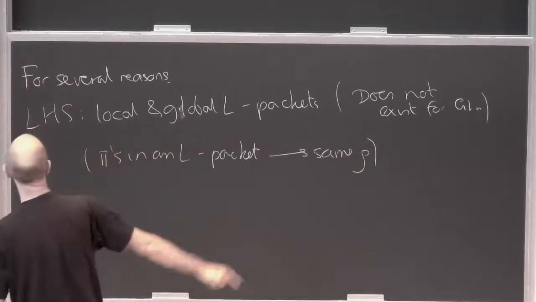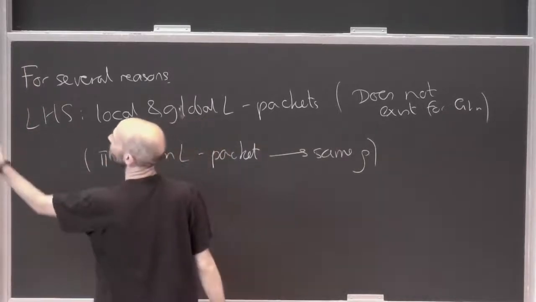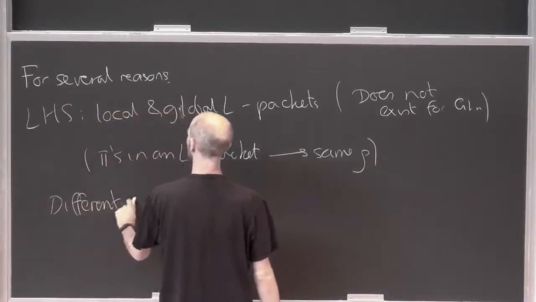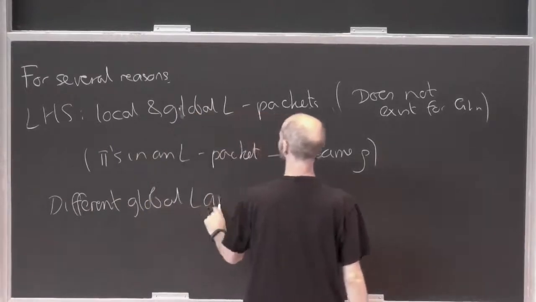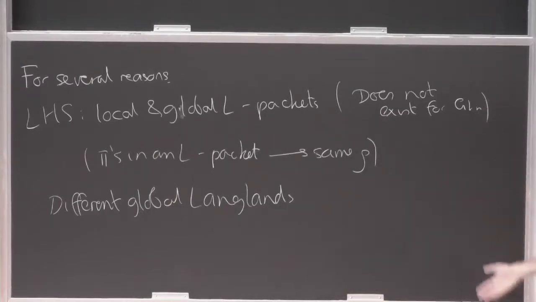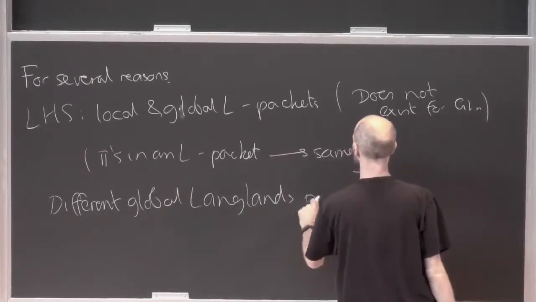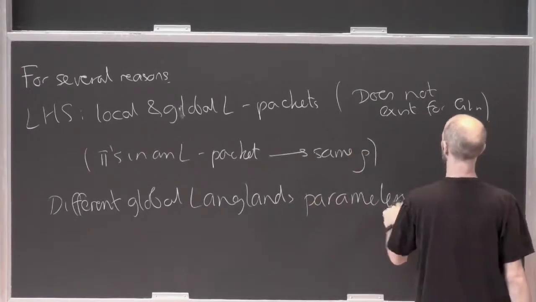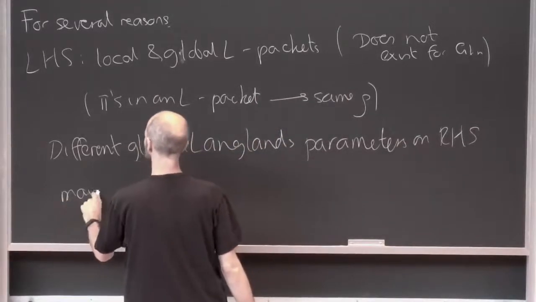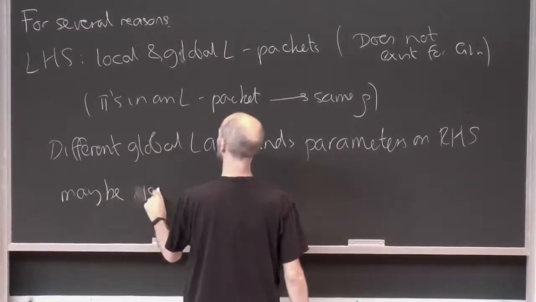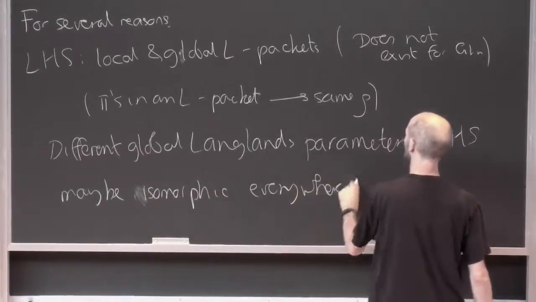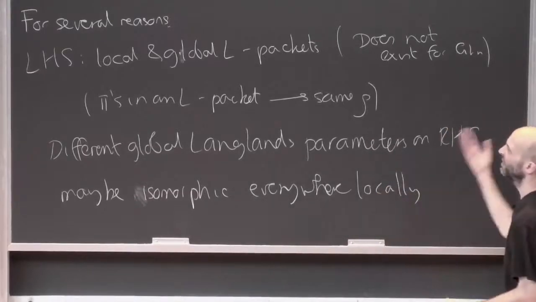And going this way as well, there is some issue with Langlands parameters: different global Langlands parameters. We're leaving this nonsense quite soon, so just bear with me for 10 minutes. Different global Langlands parameters on the right-hand side might be equal, maybe isomorphic, everywhere locally.